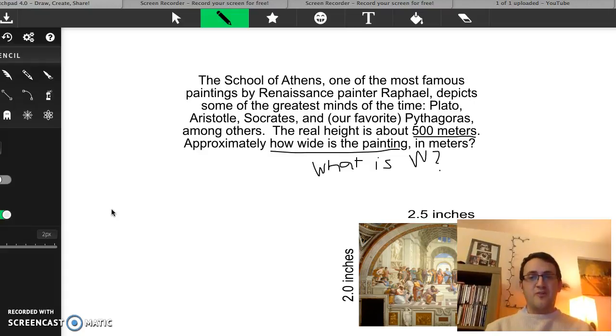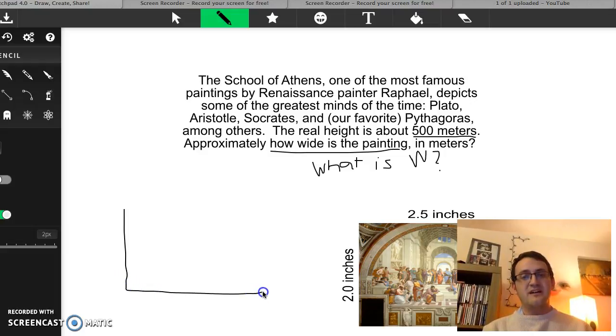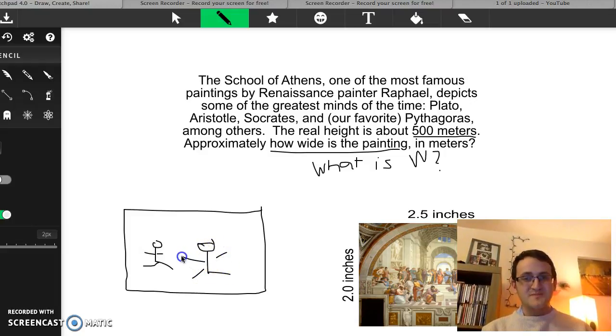Okay, so I'm going to draw a picture first. This is a conducive problem to that because we're talking about lengths and widths. So I'm going to draw a very similar scene. I'm not going to attempt to draw the actual picture itself. Maybe I will. I'll put maybe two people having a discussion, celebrating the philosophy of the time. My best attempt here. Beautiful work of art. And the real height is 500 meters. And as long as we are in the same units, we're okay. And we want to determine how wide that painting is.